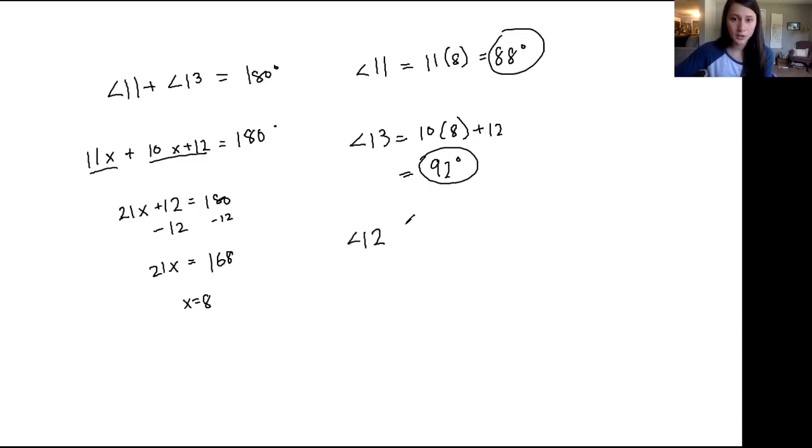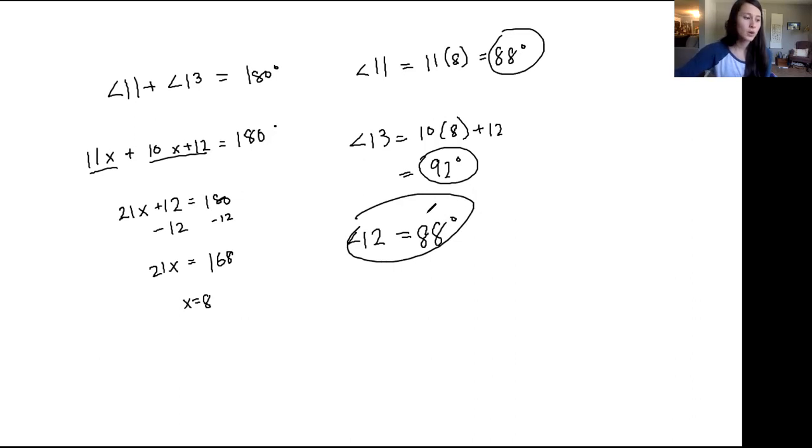Now, there's another angle on your picture. Did you notice angle 12? We need to find that one too, because that's one of the numbered angles. So if angle 13 is 92 degrees and angle 12 is supplementary to that, then wouldn't that just be 180 minus 92? Or in other words, 88 degrees.